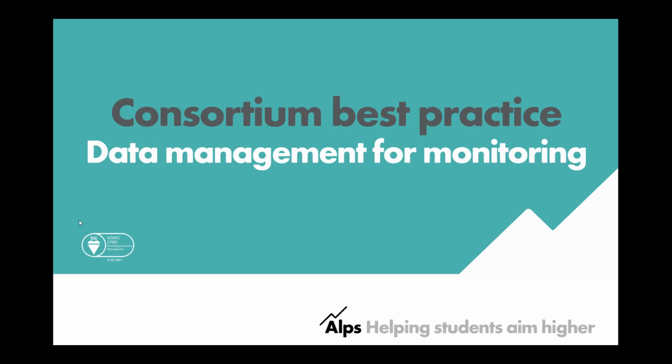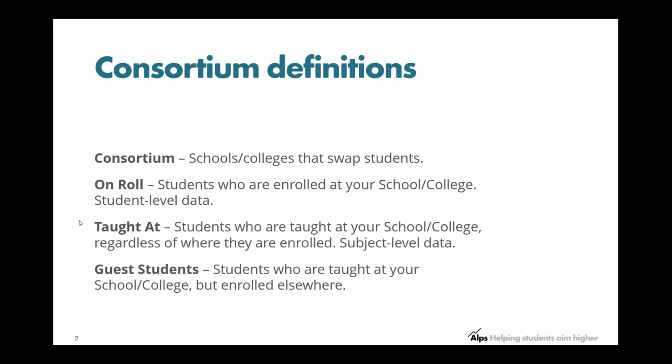So before I show you Connect data, I do want to run through some definitions with you. And these will really help for this video and also for any of our consortium materials that you might use. So we define a consortium as a school or colleges that swap students. So if, for example, your school or college teaches students who are enrolled elsewhere, or perhaps your enrolled students take one or more of their subjects at a different school, we would define you as a consortium.